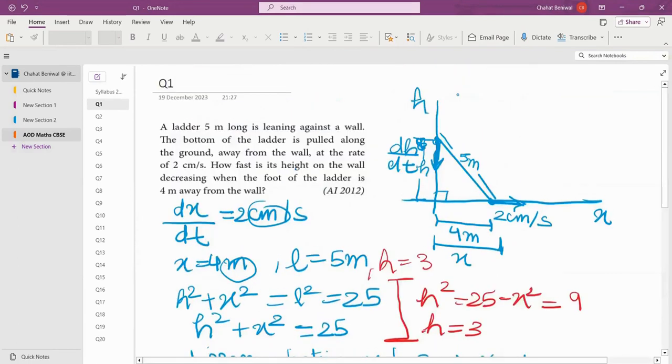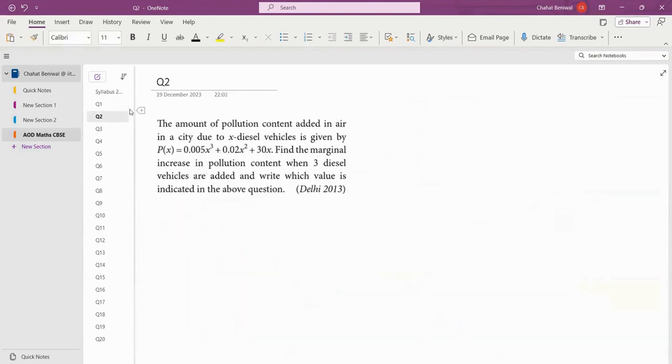And we can guess that dh by dt is going to be negative because this thing is decreasing. So that gives us a feeling that yes, it's going to be negative, and we got it. So we are correct. And this will increase. It's positive too. So let us move on to our next question.